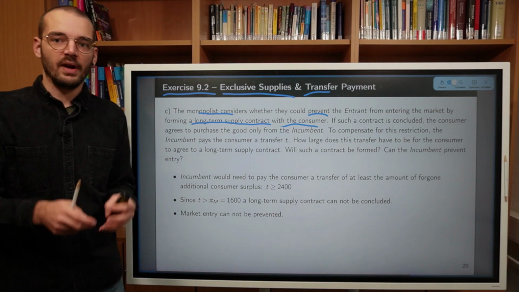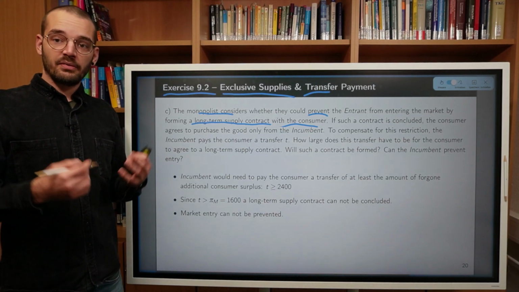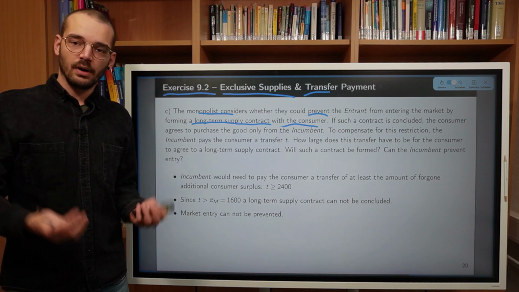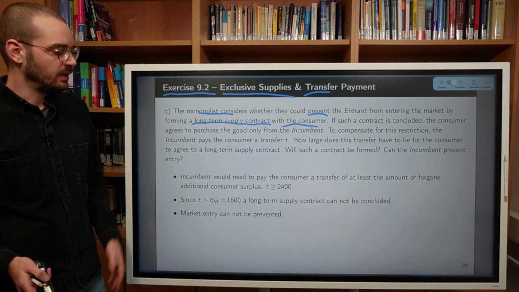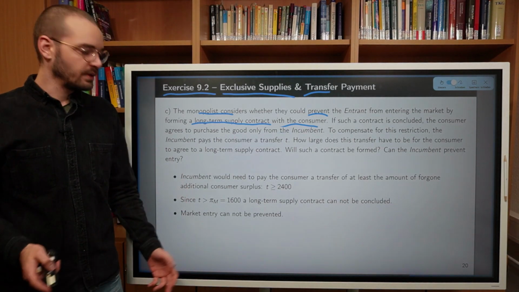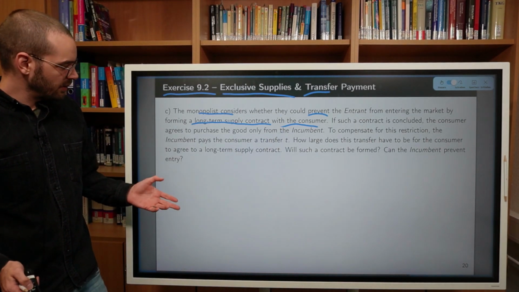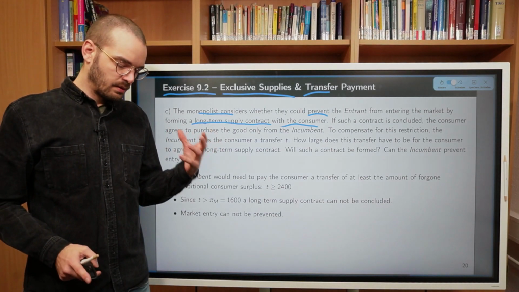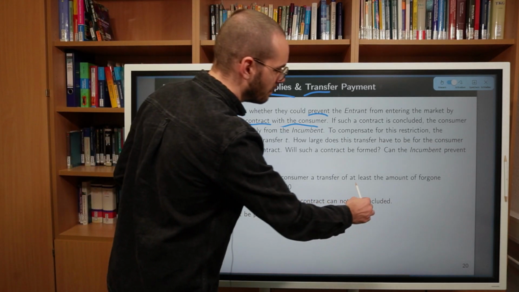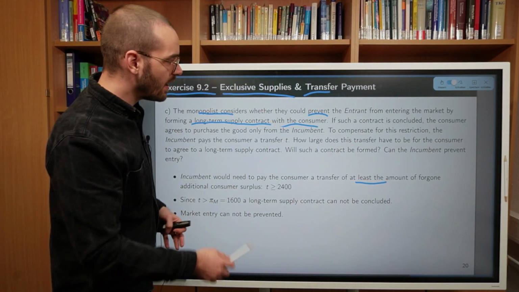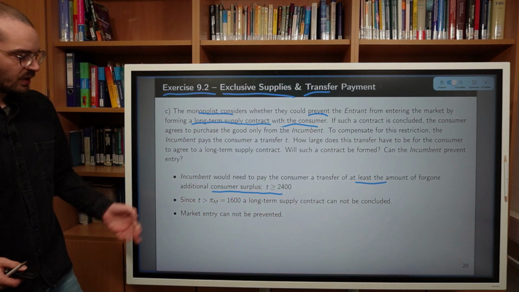And if they don't agree to any kind of contract, we saw the result under task B, right? If the consumer does not agree to the contract, then we already know the entrant will enter the market, price will decrease, and the consumer will make a consumer surplus of 3,200. So we already know that in order for the consumer to agree to this contract, the transfer payment must at least match this foregone additional consumer surplus, right?